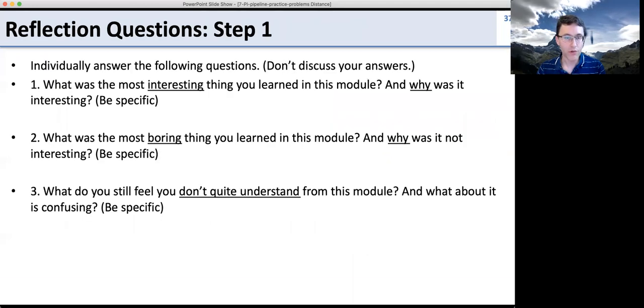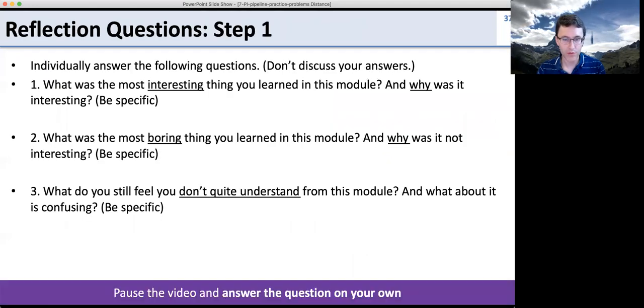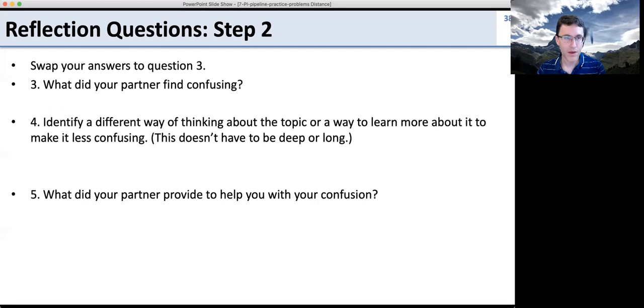All right, so go ahead with your reflection questions, pause the video, and answer them first on your own. Now that you've finished those, go ahead and swap your answers with your partner and help your partner out by describing what your partner found confusing and see if you can help your partner understand that in some useful way. And also write down what your partner helped you with your confusion. When you're done with that, that's it. Thank you.